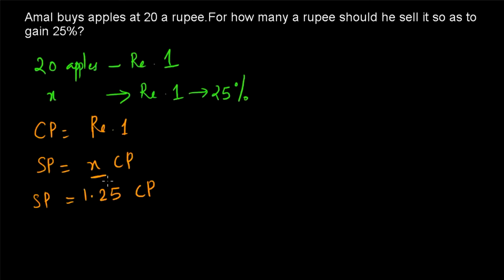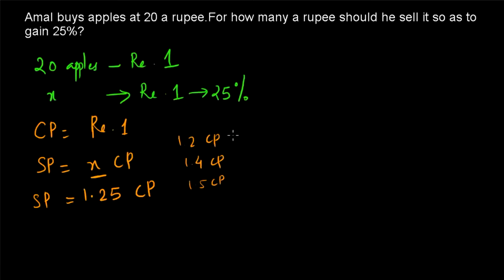Selling price is equal to 1 point something. Since it is 25% gain, we will be writing it as 1.25 CP. If it was 20% gain, we will be writing it as 1.2 CP. If it is 40%, we will be writing it as 1.4 CP. If it is 50%, we will be writing it as 1.5 CP. This agrees with our formula: selling price minus cost price by selling price into 100. From there only we got this formula.